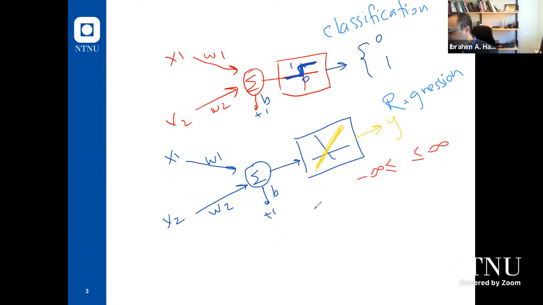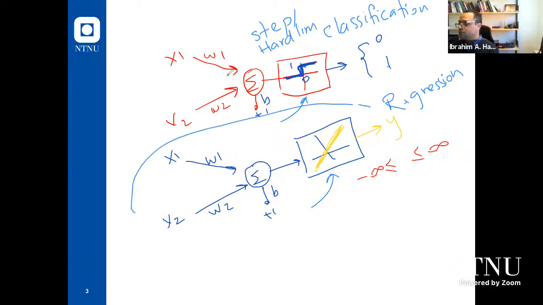So the selection of the activation function is very, very important. Should we use hard limit? This one we call step, and in some places they call it hard limit. If you use the hard limit activation function, the output will be 0 or 1. If you use a linear activation function, the output will be continuous, a number between minus infinity and plus infinity. So we can use this simple model for regression, and this other model for classification.